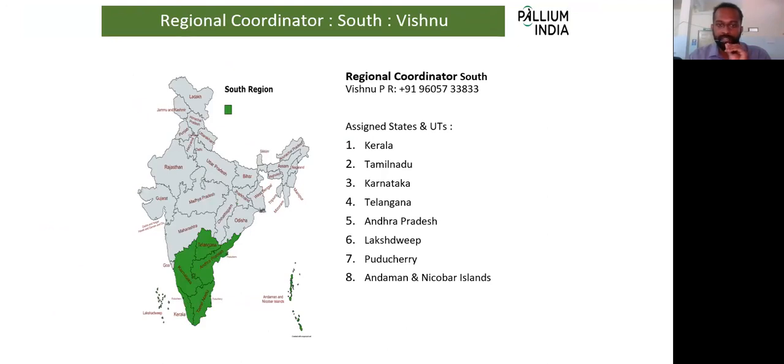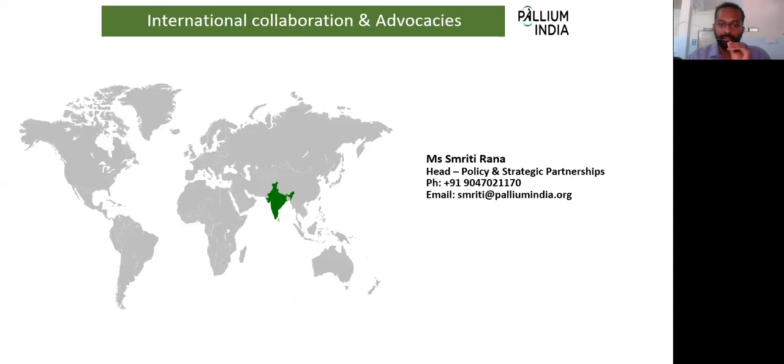And for the south, I am handling the southern part of India. 8 states are assigned to me. This is my number. If any of you are from the southern region, I am your go-to person. If you are from outside India, advocacy and international collaborations are managed by our policy and strategic partnerships team, led by Ms. Smriti Rana. This is her number and email. Those of you from outside India can connect directly with her. She'll help you with various advocacies. If you're planning any campaigns or any advocacy efforts as part of Palliative India as an organization, or for India as a country, please connect with her.